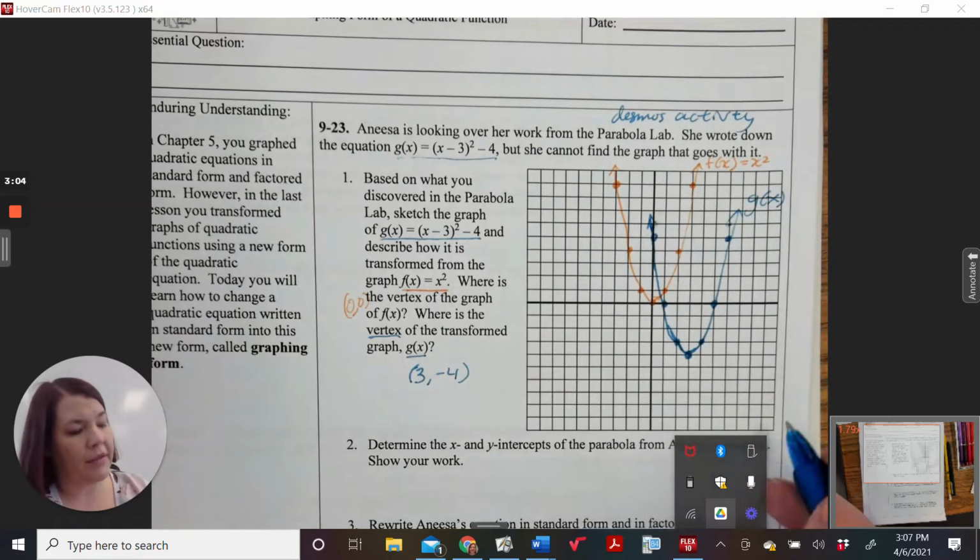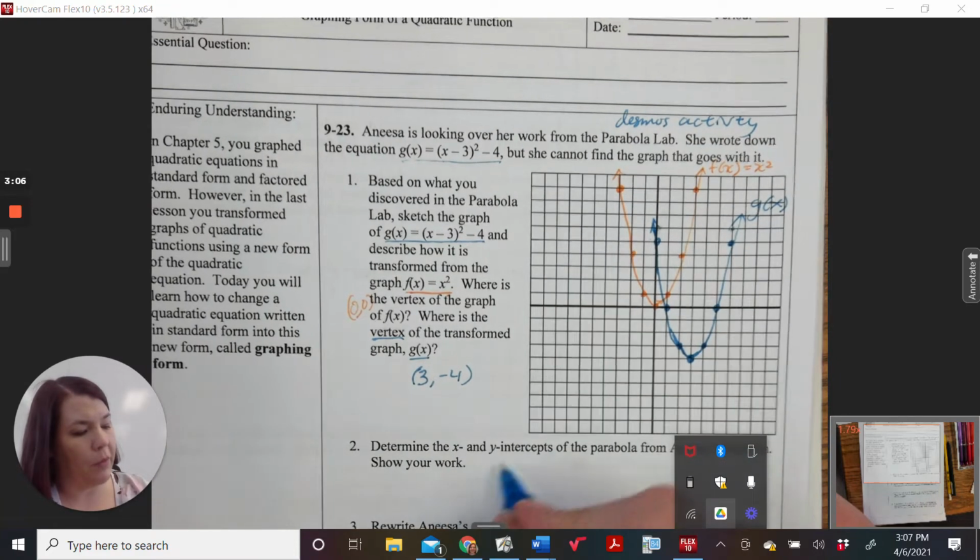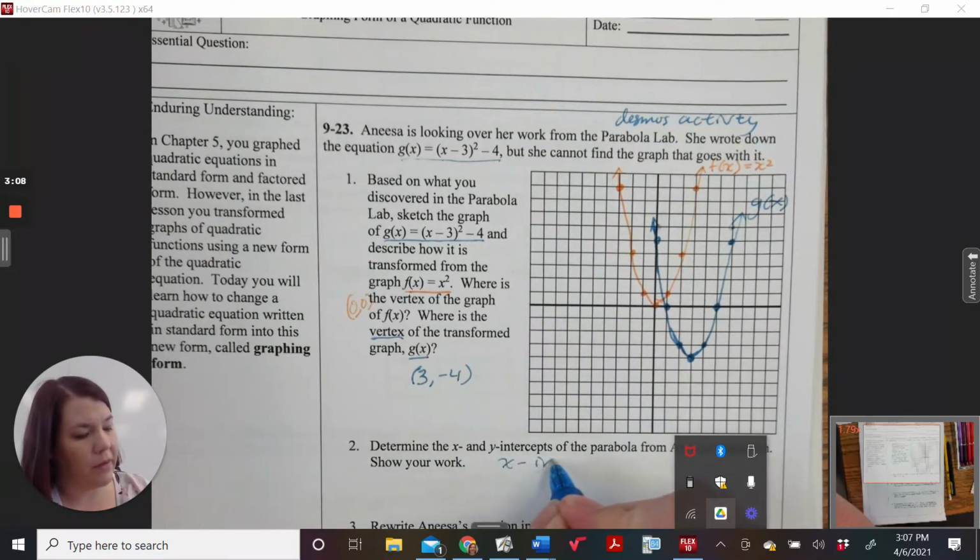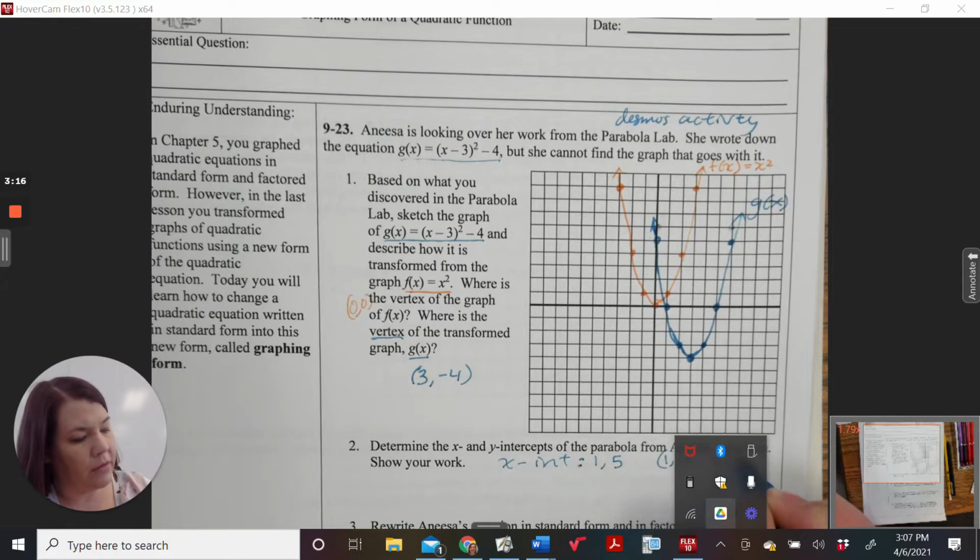All right, determine the x-intercepts and y-intercept from the parabola. So x-intercepts are 1 and 5, or 1, 0 and 5, 0.